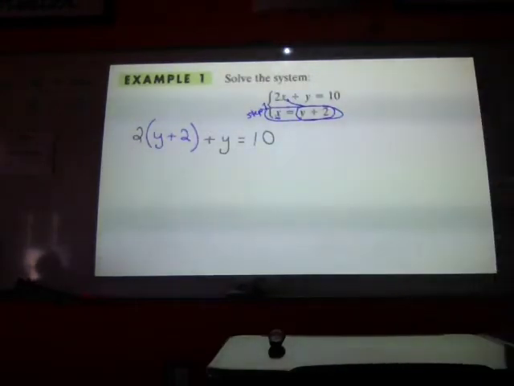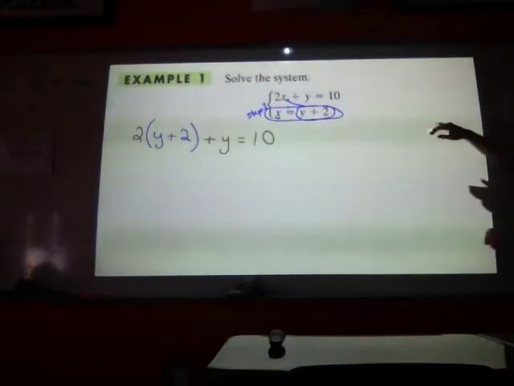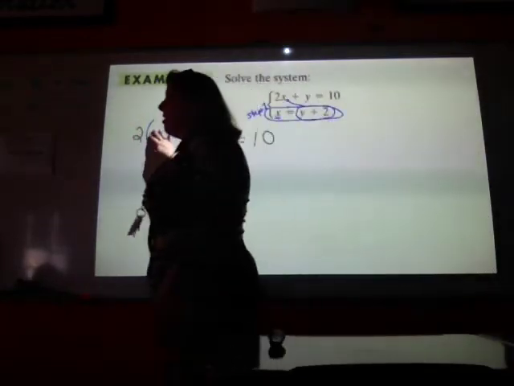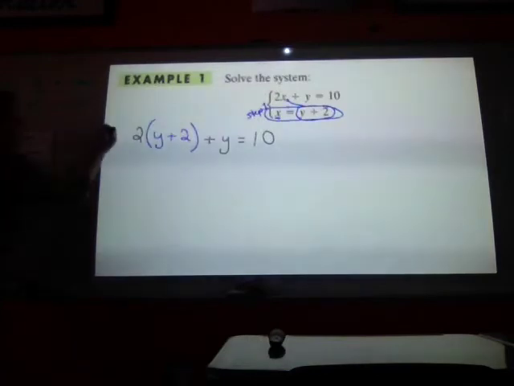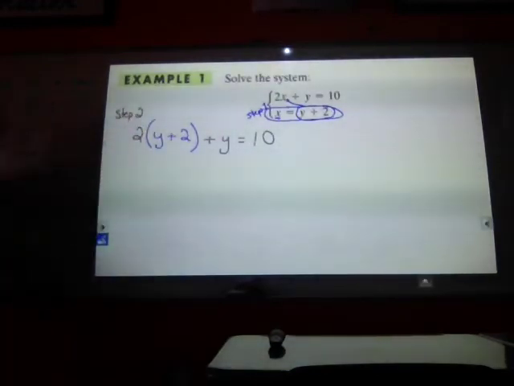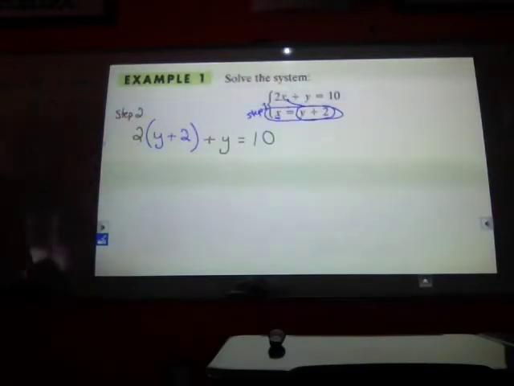So, step 3 says to solve the equation from step 2 to find that value. So now here's my step 2. Everybody agree with this? This is my step 2. I've substituted in. I found what I needed. Now step 3 says to solve it. We should know how to solve this. Does everybody agree with that? What should I do first to solve this problem?